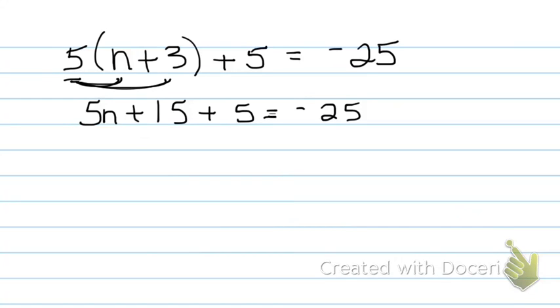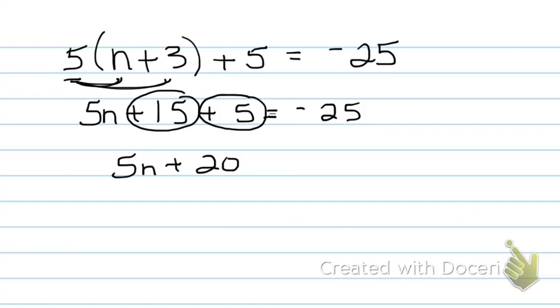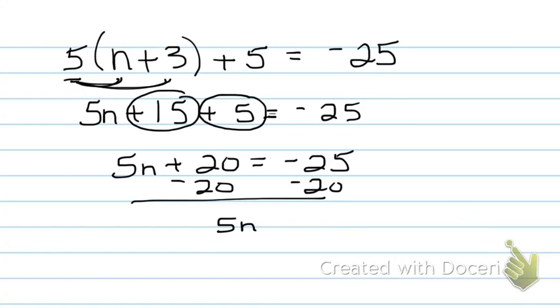For the first time, 5n is all by itself, and it's the constants you will put together. Finally. And that becomes 20. It took a while for that to happen. Equals negative 25. Once you get beyond here, this is cruise control, guys. Now it's minus 20 from both sides. 5n equals negative 45. Then divide everything by 5, and n equals negative 9, I believe.